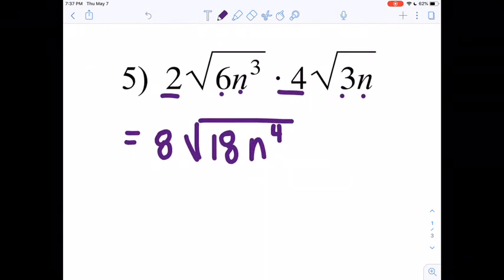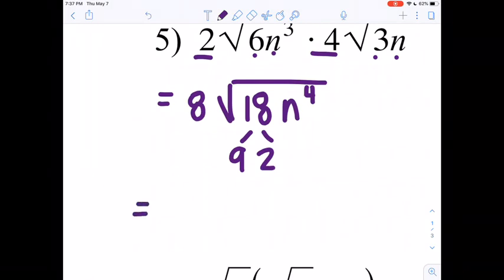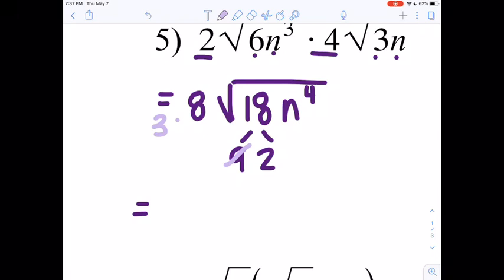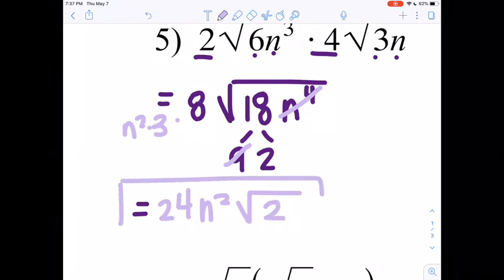Now, if you don't want to keep rewriting it, you could do my little trick where I break it up into the two numbers. So I know it's the square root of 9 times 2, and I don't have to touch n to the 4th because that's even. So the square root of 9 is 3. You could multiply by the 8. And the square root of n to the 4th is n squared. So on the outside, I'm going to have 8 times 3, that's 24, n squared. And what's left on the inside of my radical is 2.